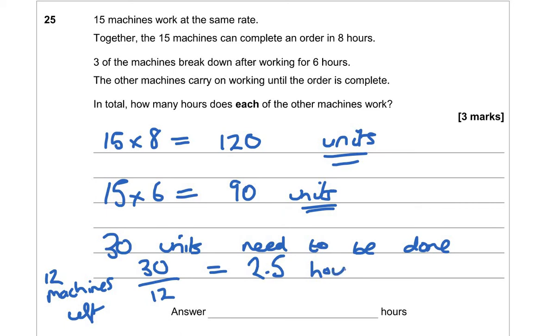And that's not our final answer there, because we need to answer the question, how many hours does each of the other machines work? And that means in total. We just need to add this to 6, because that's how much work they've already done. So the answer is 8.5 hours.